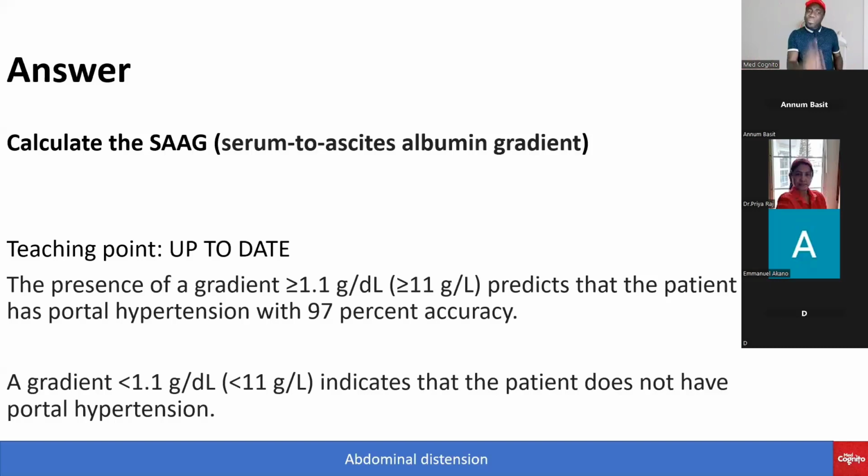Now, the presence of a gradient more than 1.1 predicts that the patient has portal hypertension. So if the gradient is more than 1.1 gram per deciliter, it means the patient has portal hypertension. If a gradient is less than 1.1, it indicates that the patient does not have portal hypertension. Okay, so how do you determine that the patient has portal hypertension from ascitic fluid? Just calculate the SAAG. Write it down. Serum to ascites albumin gradient.